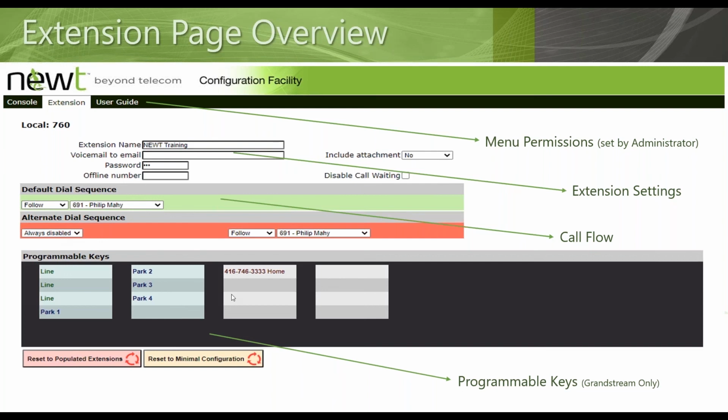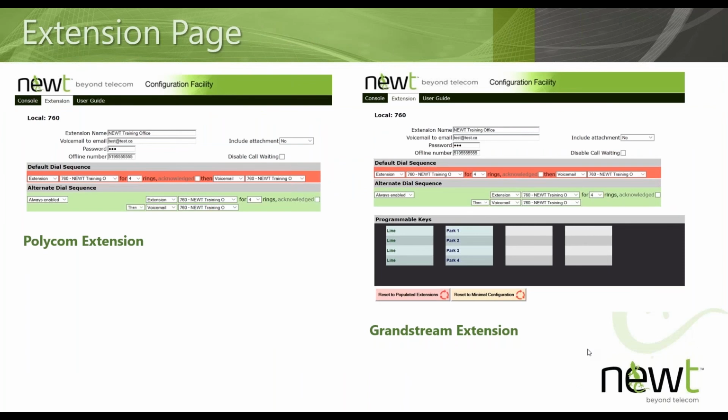Now, for this overview, the fourth area here would be your programmable keys. If you have what's called a GrandStream phone, which is the brand name of a phone, one of the solutions that we offer, then you would also see these programmable keys where you can manipulate what shows up on the front facing of the phone, which is really cool. If you have Polycom, you would just see this top half. You wouldn't see that. Here is an example between a Polycom and GrandStream extension on the screen.